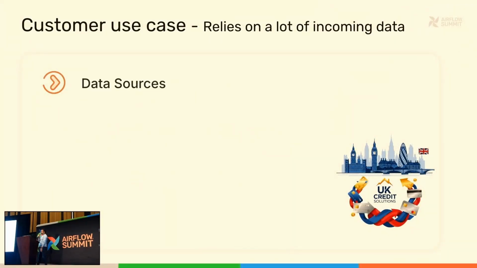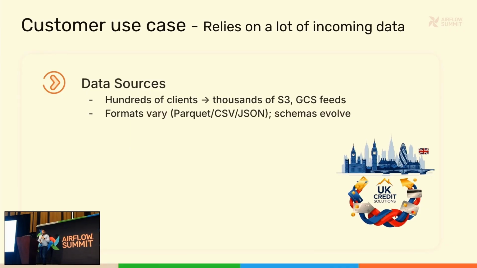Here's Pavan's environment for a leading credit provider in the UK. They have hundreds of client feeds coming to S3 and GCS with different formats, Parquet, CSV, JSON, and different schema changes. The schema changes very, very frequently. There's a schema diff, of course, and the data is spread across multiple clouds. They work with this leading credit provider, so they are restricted. They cannot centralize all the data in a single cloud.